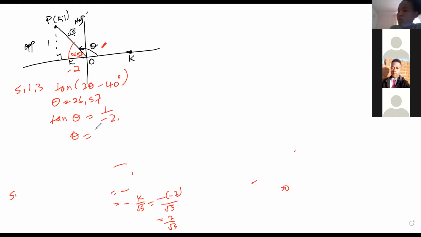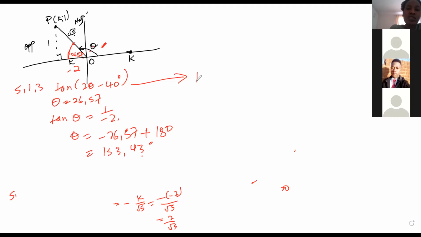Then what is theta? Second function tan of negative 0.5. This is negative 26.57. So it's a negative angle. That means this angle is on this side, not that one. For us to get this, we add 180 to that. So plus 180 is going to give us theta, which is 153.43 degrees. That is theta.